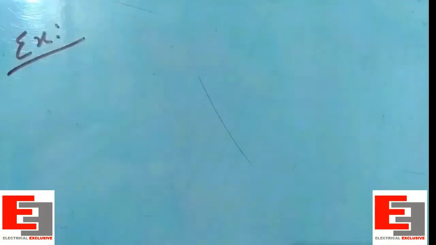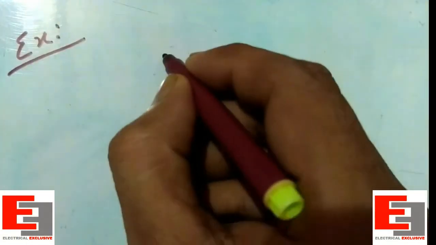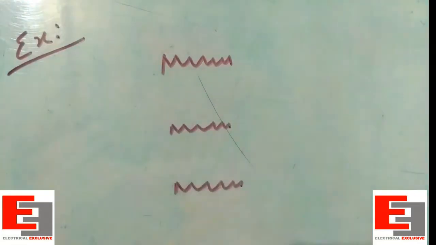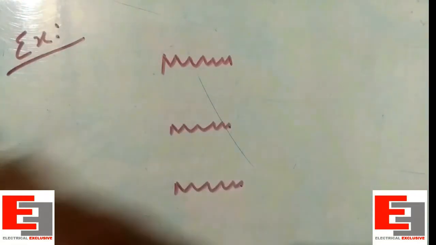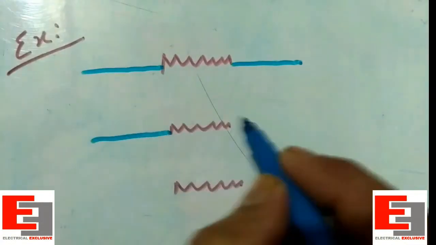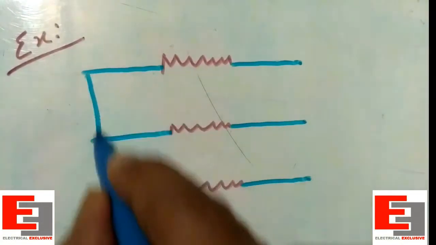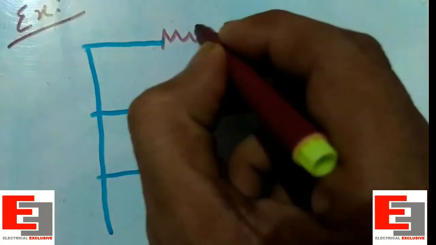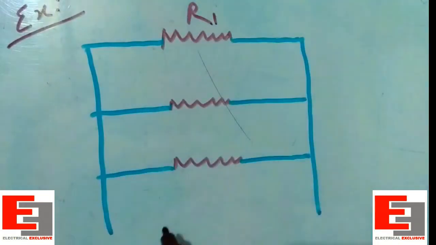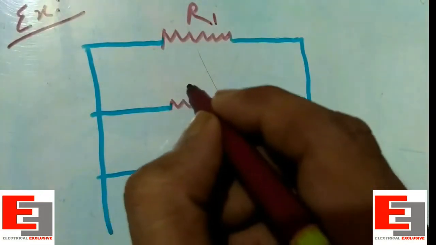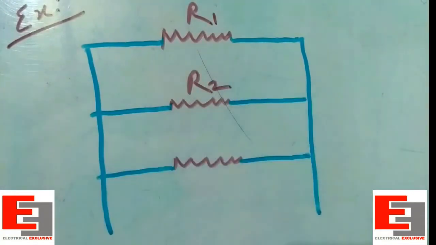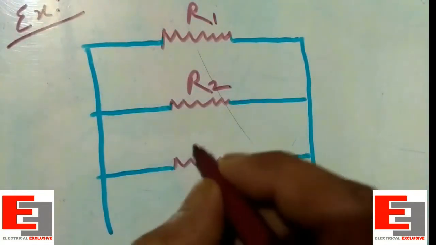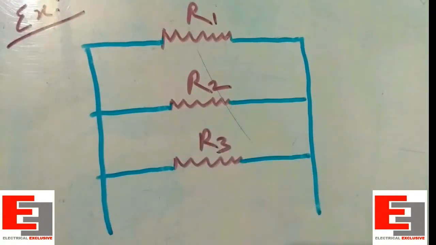Let me put an example here to understand the parallel connection. Suppose we have three resistors, and these three resistors are connected in parallel. Let's say this resistor has resistance R1, this resistor has resistance R2, and this resistor has its resistance R3. So what is the equivalent resistance in this case?